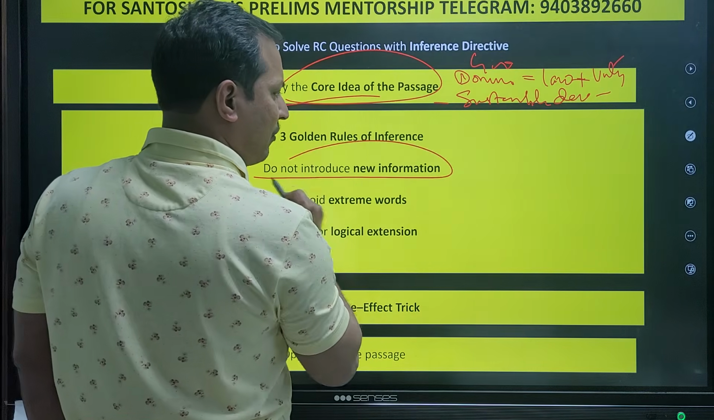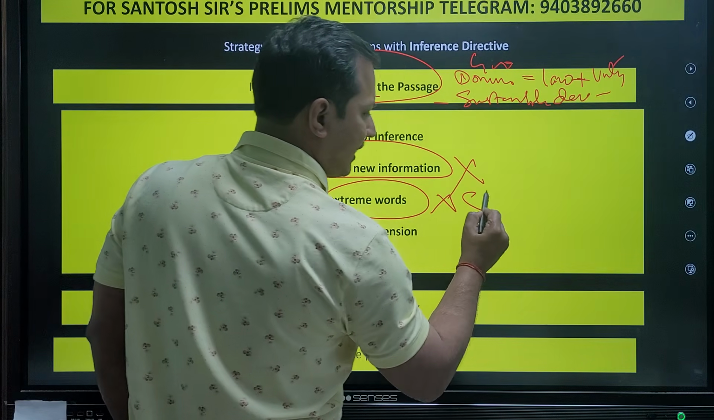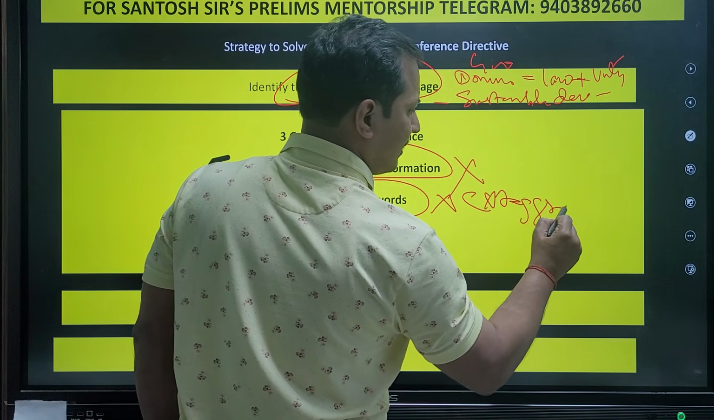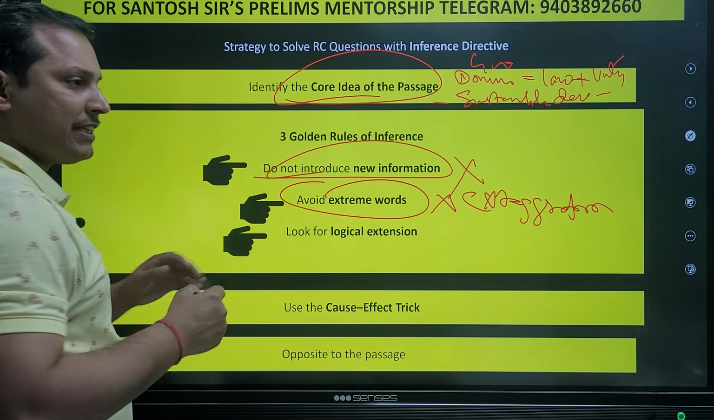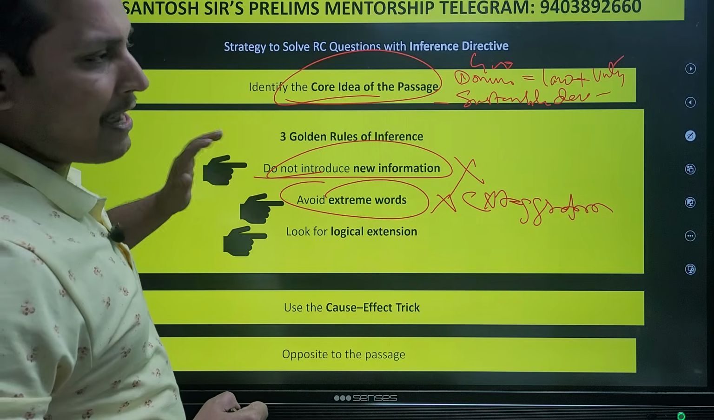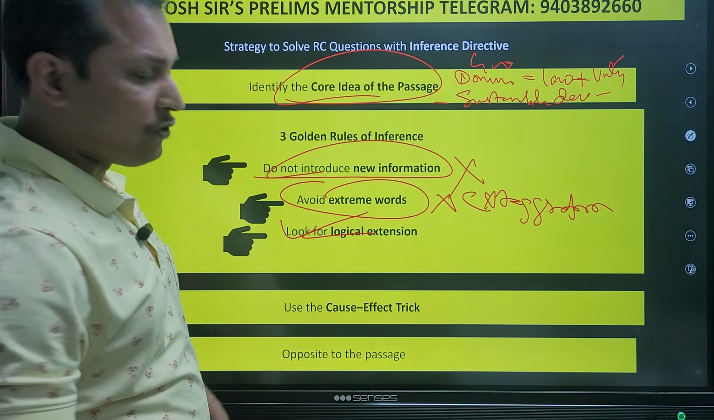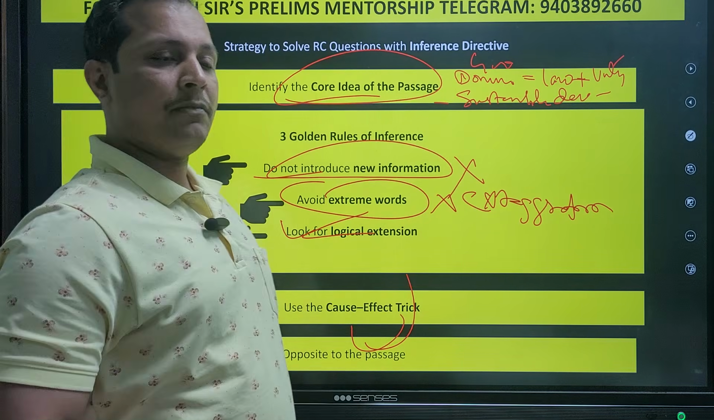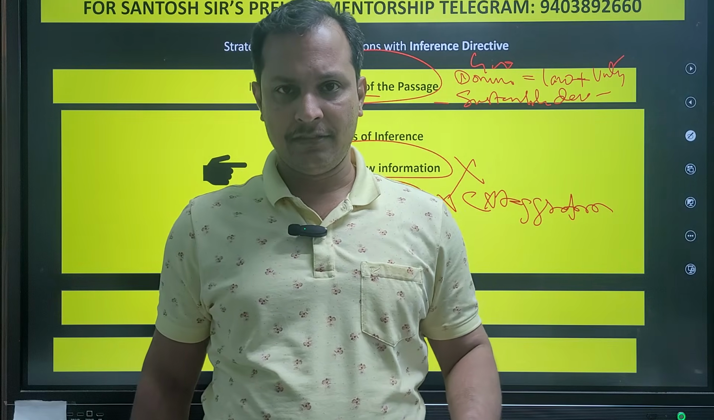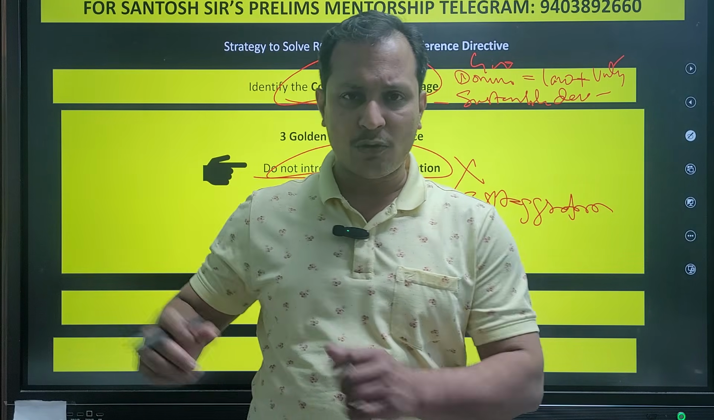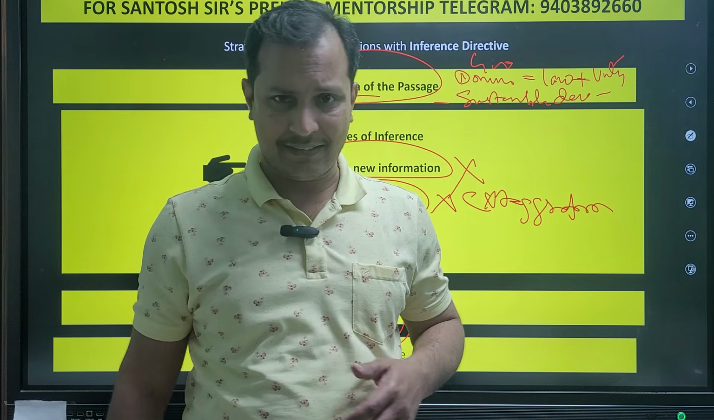Then extra information, delete that. Extreme information, delete that. Exaggerated statements, delete that. Exaggerated means written in an exaggerated form, delete that. A logical statement or paraphrased statement which is related to the passage, you can keep it. And last is opposite to the theme of the passage. The passage is talking about how sustainable cities can be made, and if a statement says sustainable cities cannot be achieved, this is just the opposite of the passage.